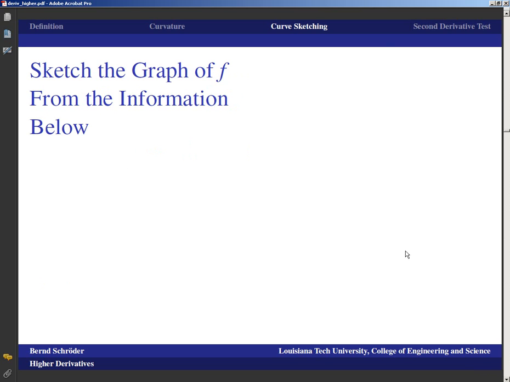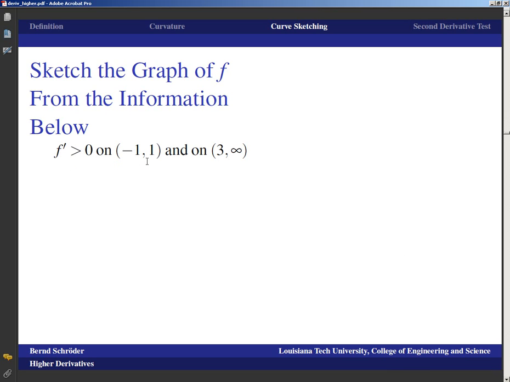Now we're actually coming to curve sketching, and the information that I'm going to give you below is information that we will ultimately be able to compute from the symbolic equation of the function using differentiation formulas. But here we just want to focus on the sketching process from the data itself. So let's look at the data.